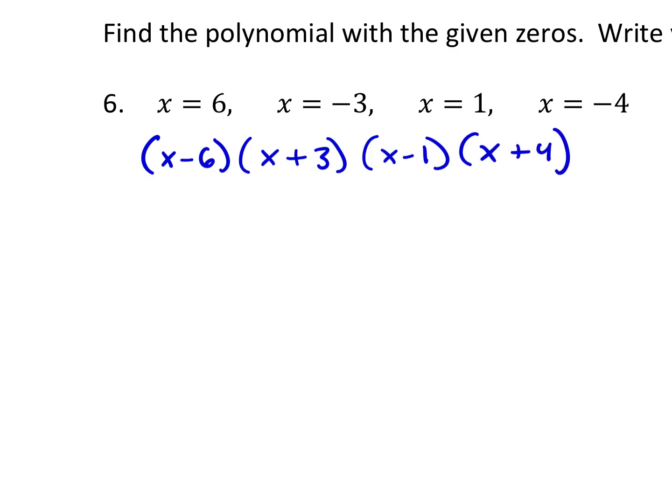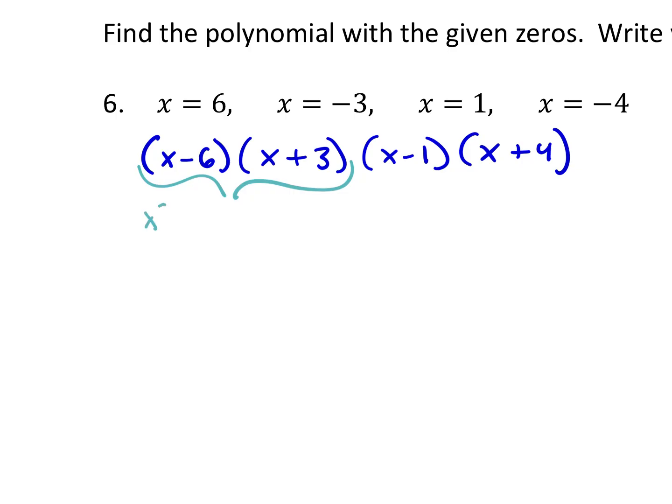Perfect. You always change the sign of the number. So it's x minus the number, so it just flips the sign of it. So this is factored form. Next, we want to multiply it all together. So we can only multiply 2 at a time, so let's start with the first 2. So we're going to FOIL these together.